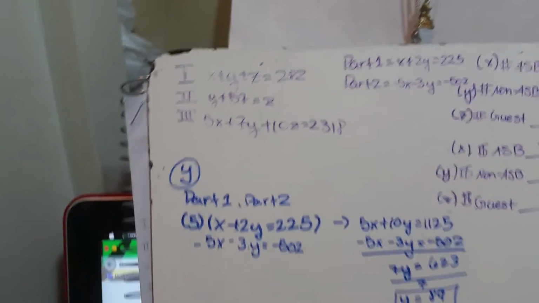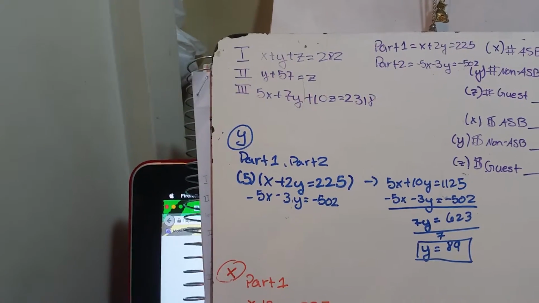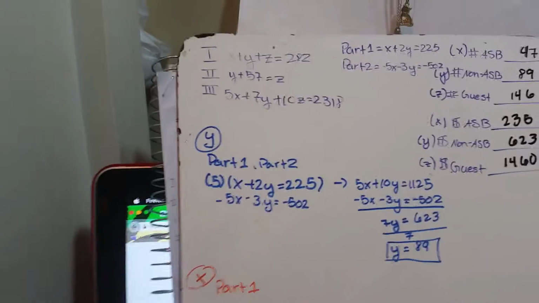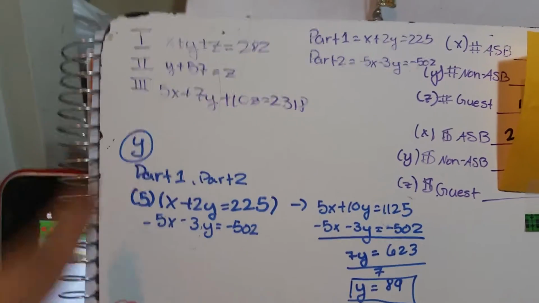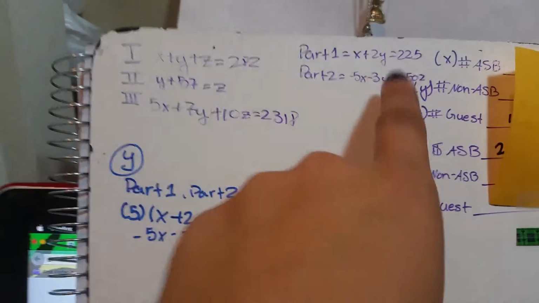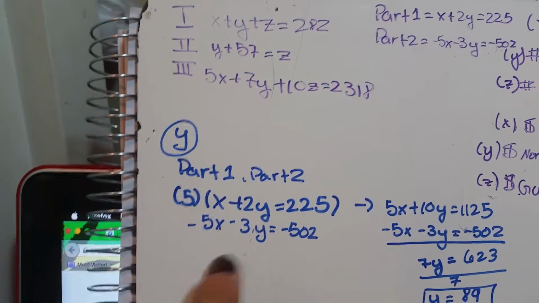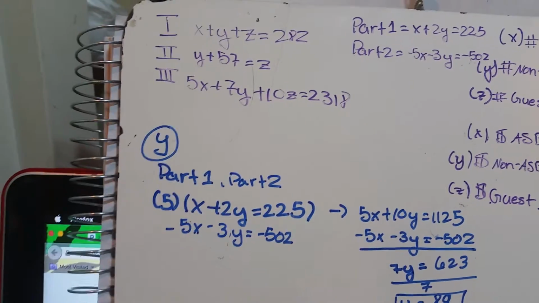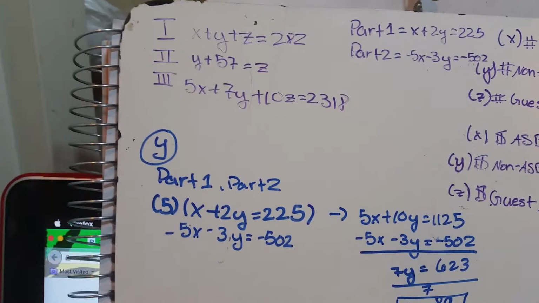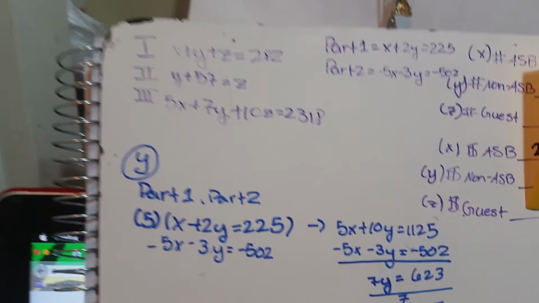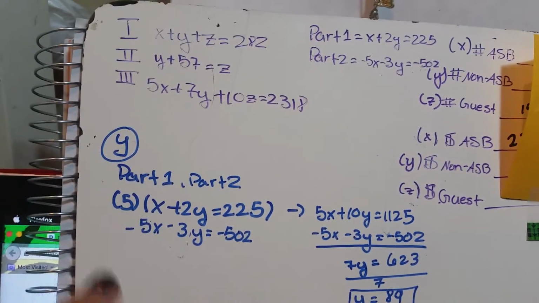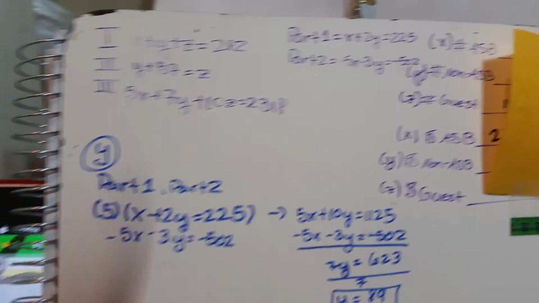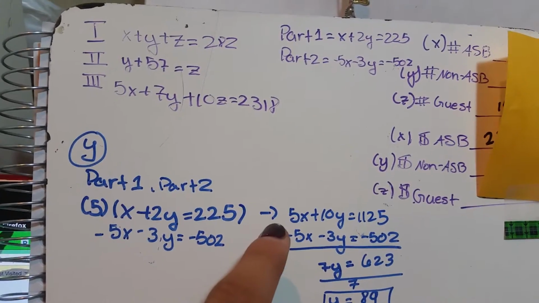I have all equations here, part 1 and part 2. So in order to find y, alright, so now we're finding y. In order to find y, we have to use part 1 and part 2, these equations. So we have x plus 2y equals 225, negative 5x minus 3y equals negative 502. We have to get rid of x in order to get y by itself, so you can multiply the entire thing by 5. Once you do that, it's going to look like this.